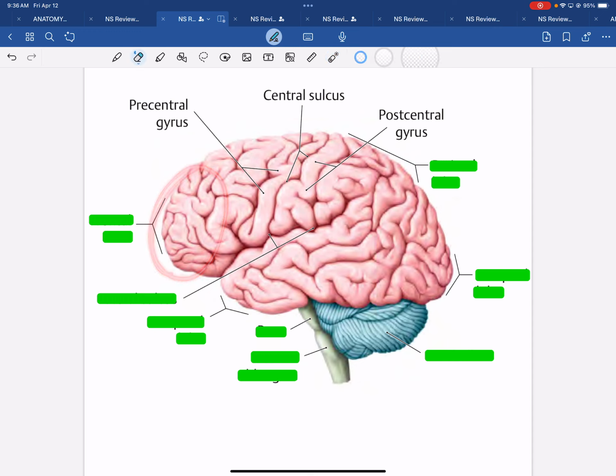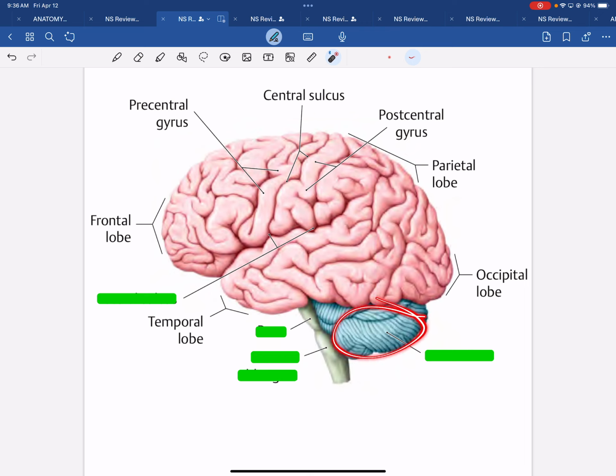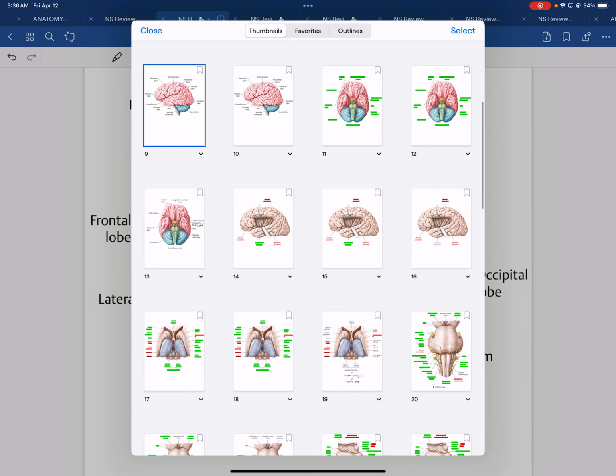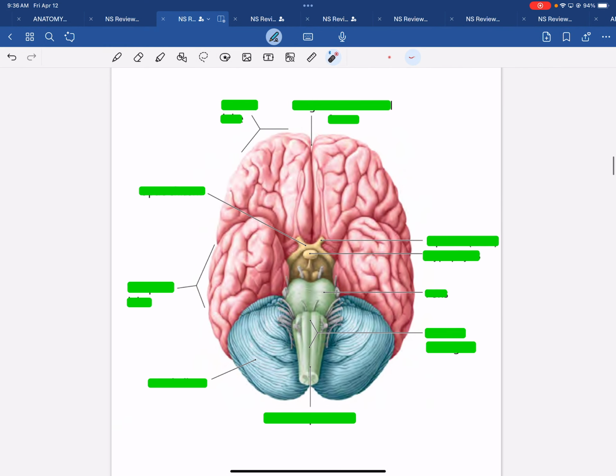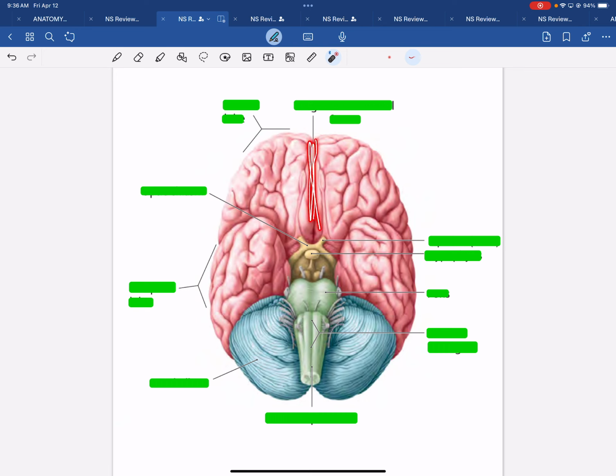Which lobe? Frontal. Good. Which lobe? Parietal. Which lobe? Occipital. Which lobe? Temporal. What is this? The cerebellum. What is this? Good. Here? Good. And what is this space? Good, the lateral sulcus. Nice, good. All right, let's do this one as well. What is this space? Longitudinal fissure. Good, the longitudinal fissure.